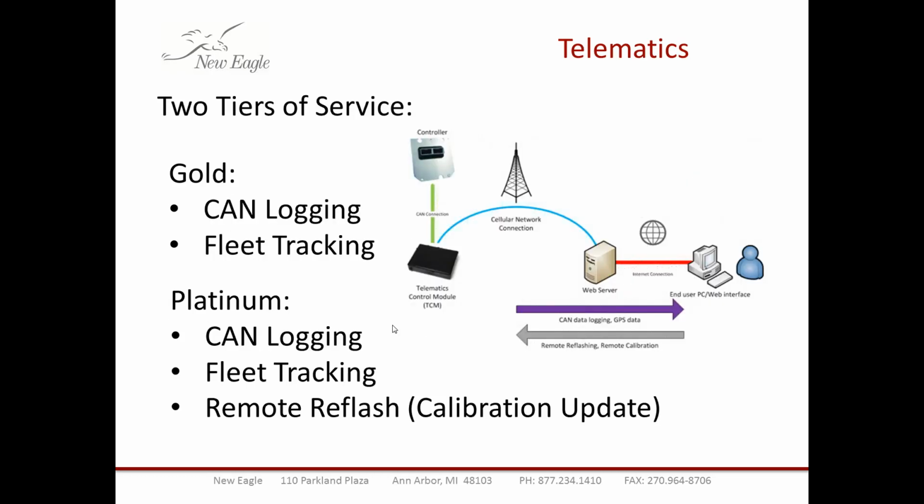And in terms of levels of service, we do have 2 tiers of service. Gold is CAN logging and fleet tracking, so that gets you access to both the fleet tracking web portal and the engineering web portal, and you can do either style of data logging. Platinum level, you get both of those plus remote reflash, which is what you'd use for calibration and software updates.